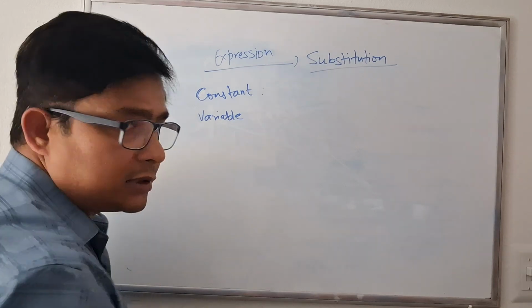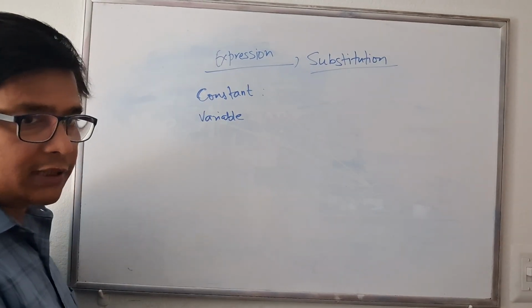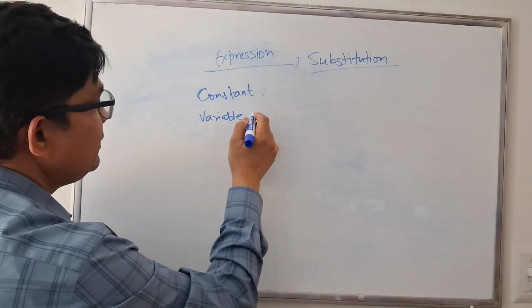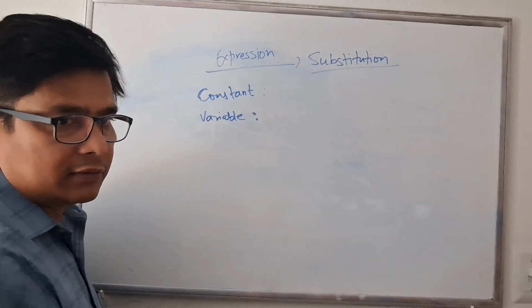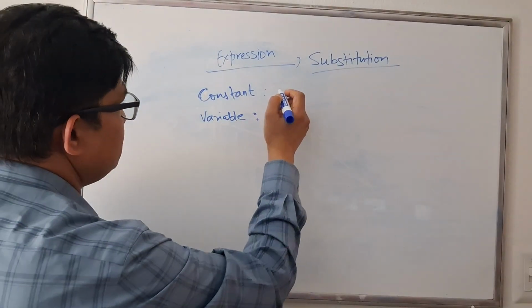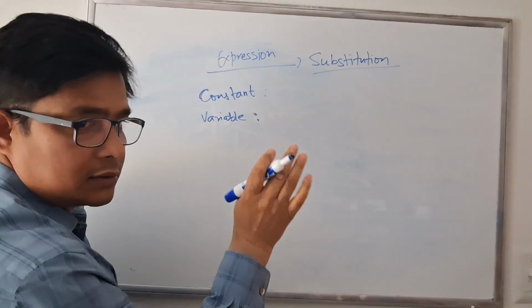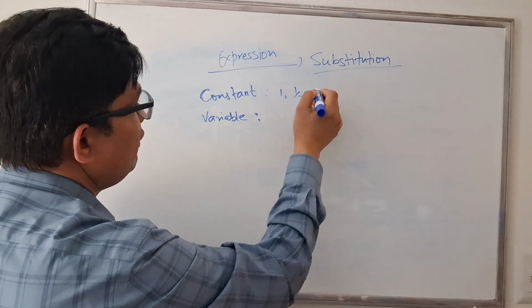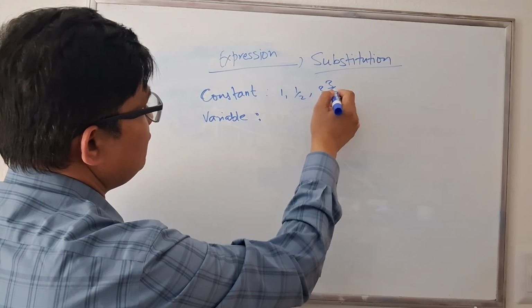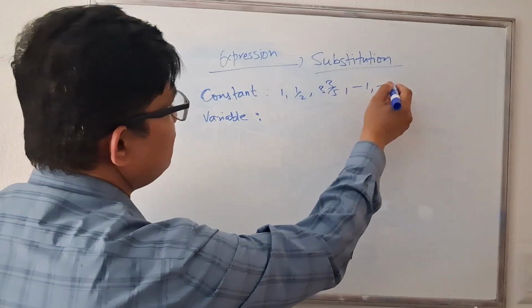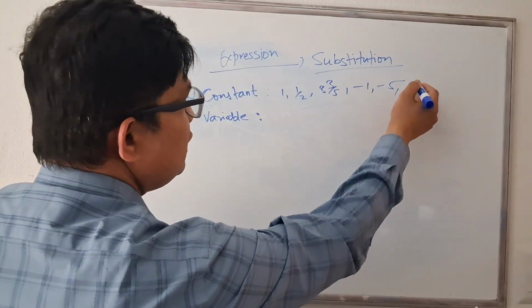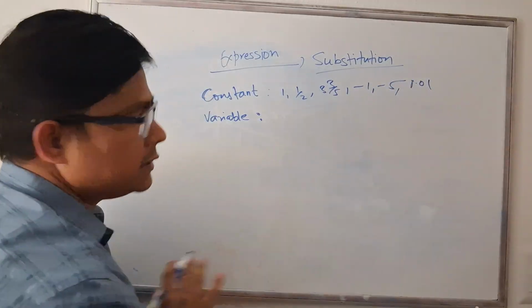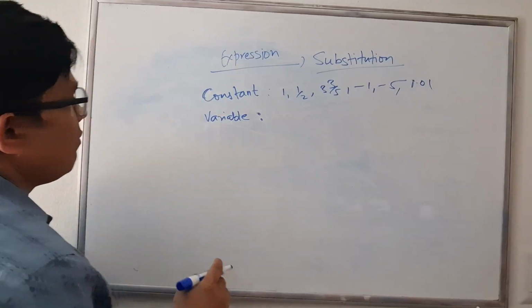Constant means the value does not change. Variable means it can have any value. So all the numbers are constant: 1/2, 3/5, -1, -5, anything. Even 0.01, all these things are constant.